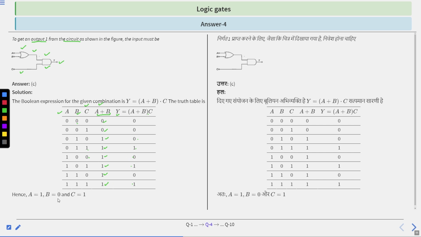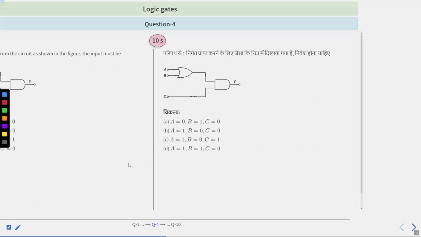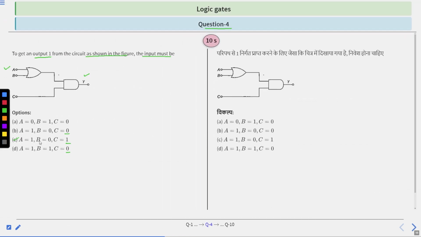It means the correct answer is A equal to 1, B equal to 0, and C equal to 1. In that case, A plus B, the output of the OR gate, is high, and Y, the output of the AND gate, is high. Clear? So this one is correct. The correct answer is C: A is 1, B equal 0, and C equal to 1. These are the inputs to get the output 1. Next question.